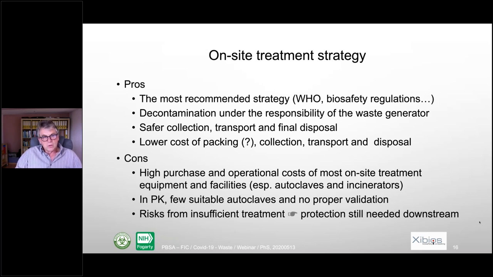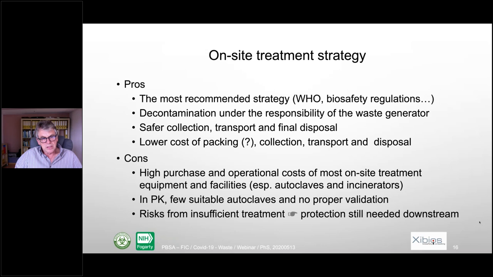Also, all the downstream process becomes safer. It's a safer collection, transport, and final disposal. So all that is easier, and that makes it also, in principle, less expensive. It's less expensive to collect, to transport, and to dispose. With respect to the cost of packaging, it's not so clear, because for instance, if you autoclave waste, in that case, you need specific bags, which are more expensive than normal bags.